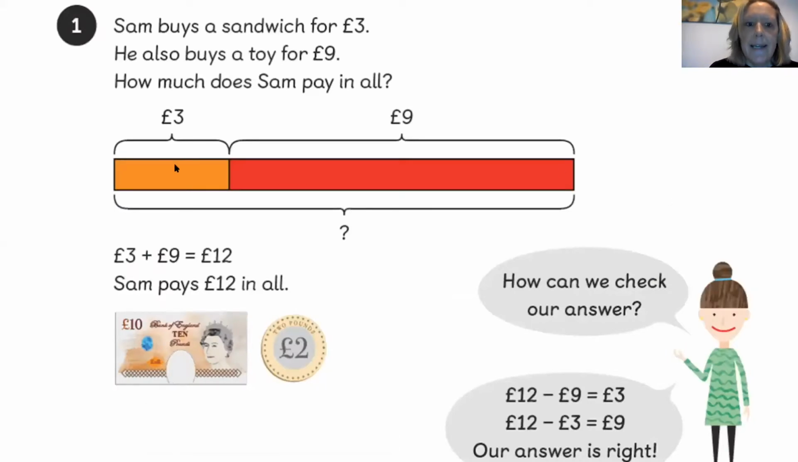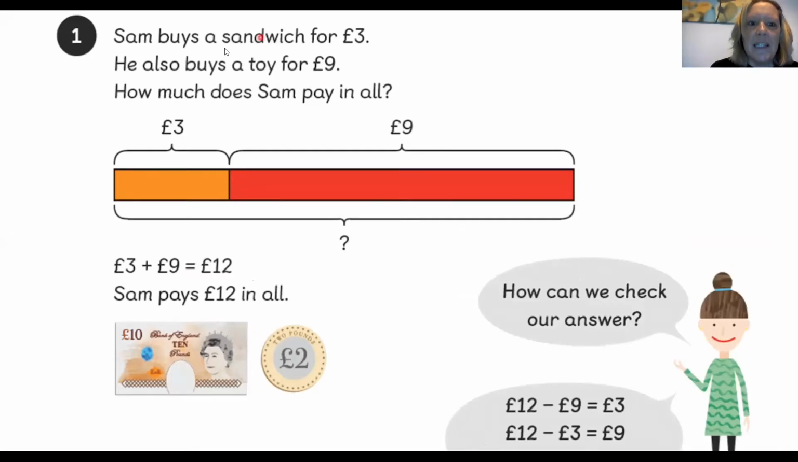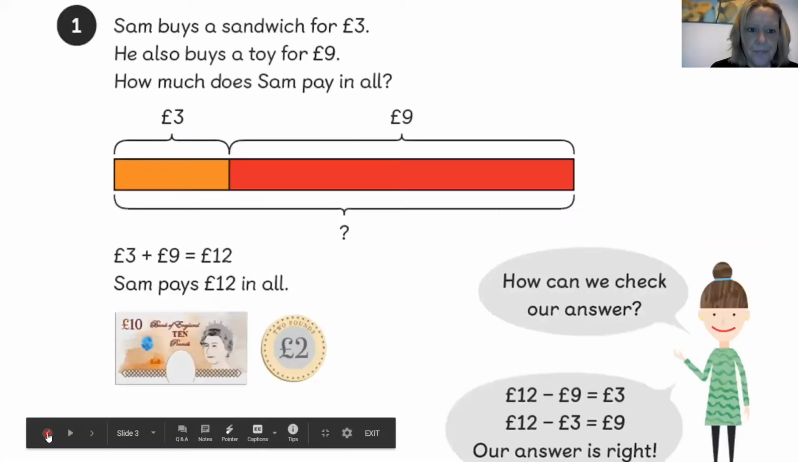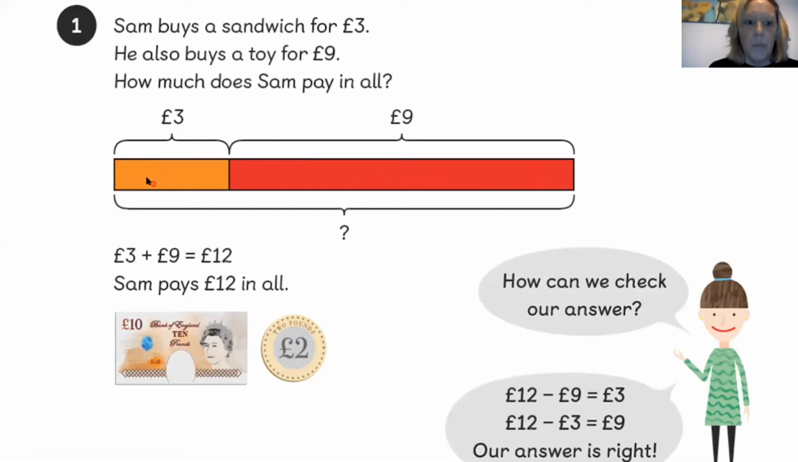Okay, so here is shown some working out. Just going to show my little pointer here. So here we can see that Sam buys a sandwich for £3 and he also buys the toy lorry for £9. So here is our £3. And here is our £9. Now we have put them together in what's called a bar model. So you can see how they fit along in a line here. So you can see the £3 is here, and then we need to add on a £9. And this question mark tells us this is what we're trying to find out. This is the total amount.